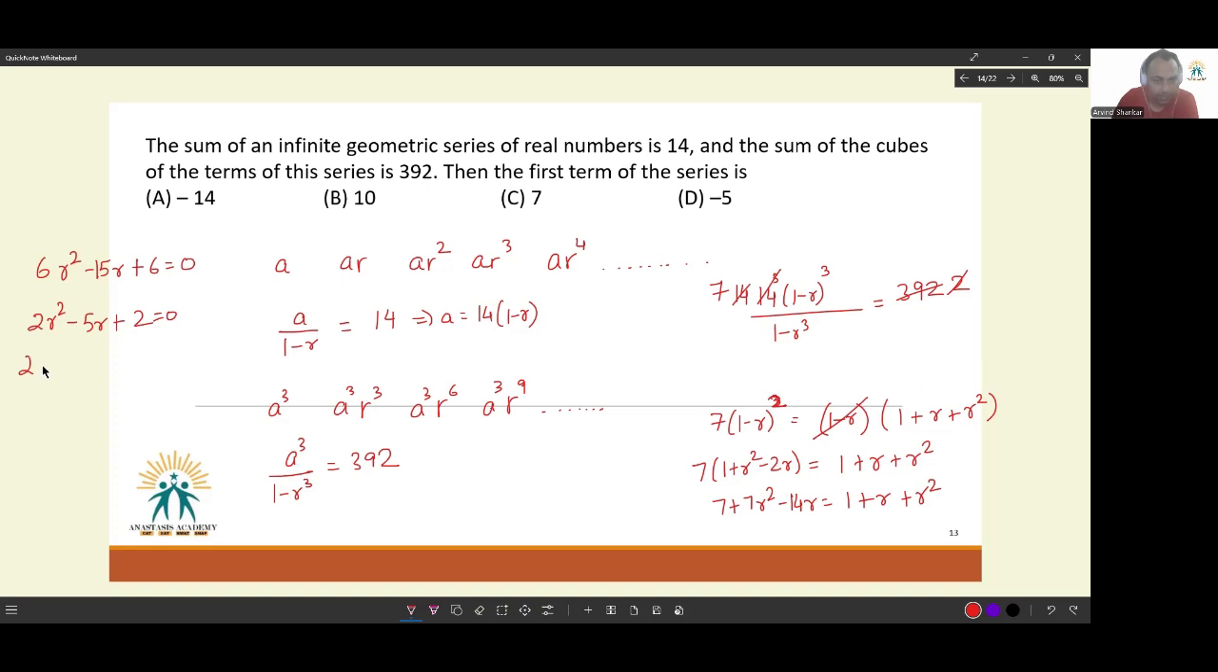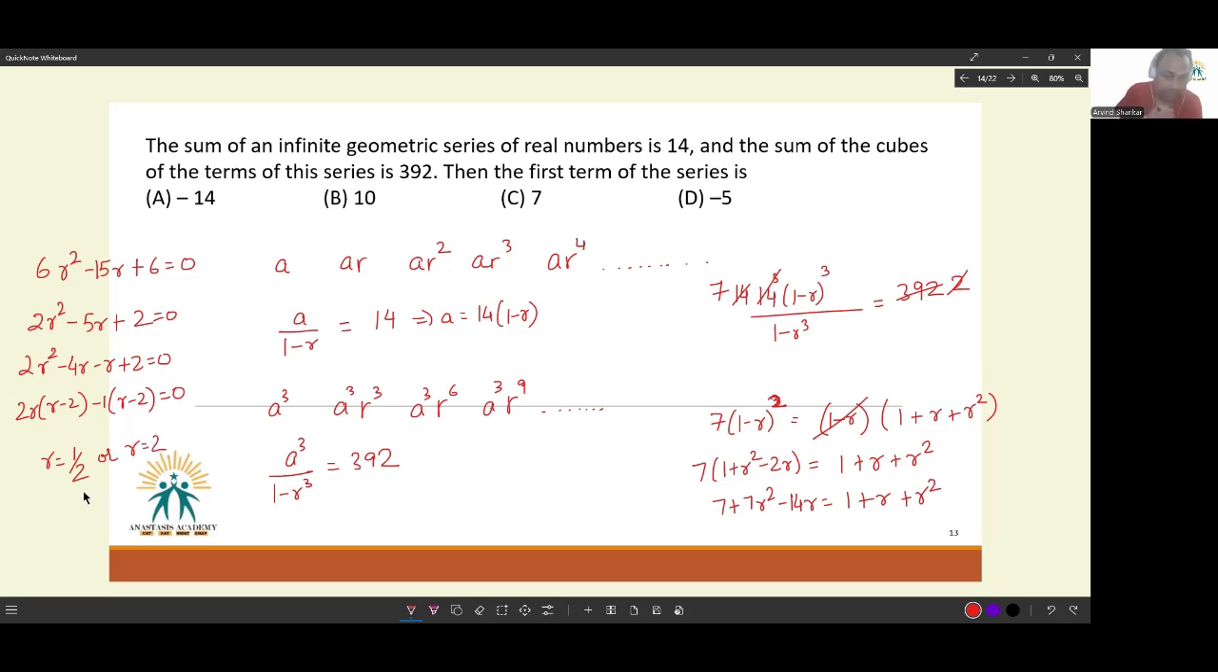This is easily handleable. This will be 2r square minus 4r minus r plus 2 is equal to 0. So 2r, r minus 2 minus 1, r minus 2 is equal to 0, which gives us r is equal to half or r is equal to 2.